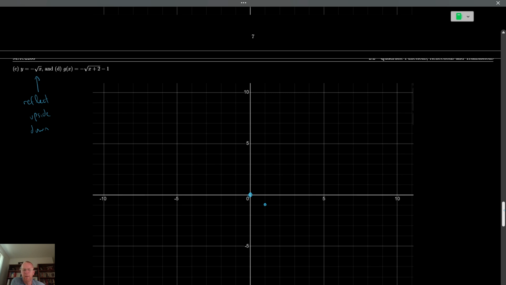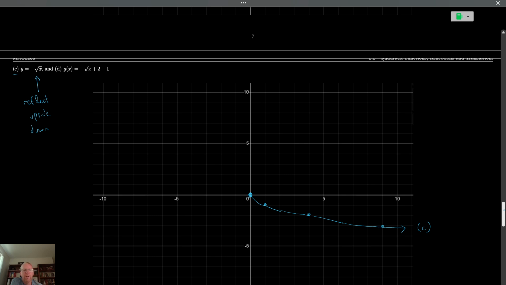So instead of the y-coordinate being 1, it's going to be negative 1. Instead of 4, 2, we're going to have 4, negative 2. Instead of 9, 3, we're going to have 9, negative 3. So that will look like that. If I connect the dots, it looks something like that. So there's our C graph.